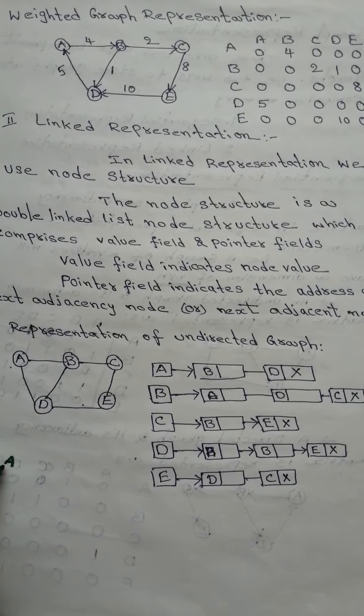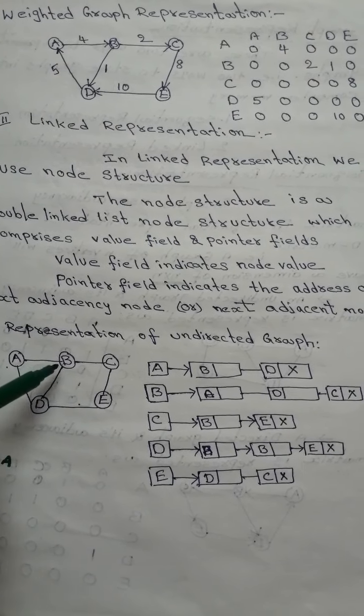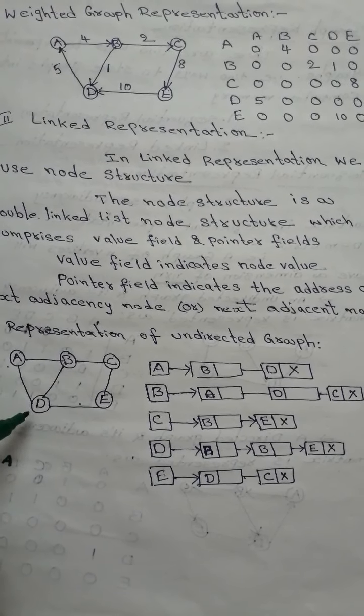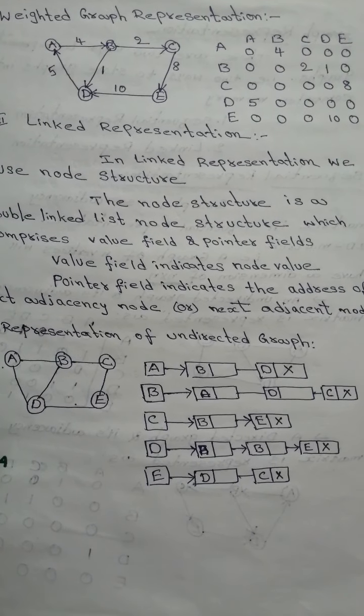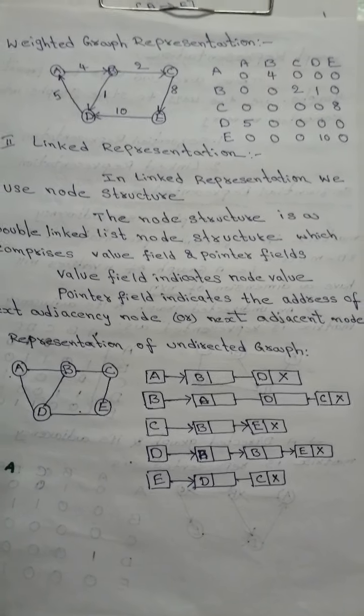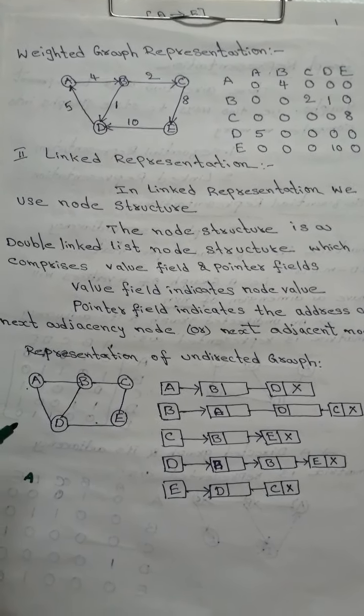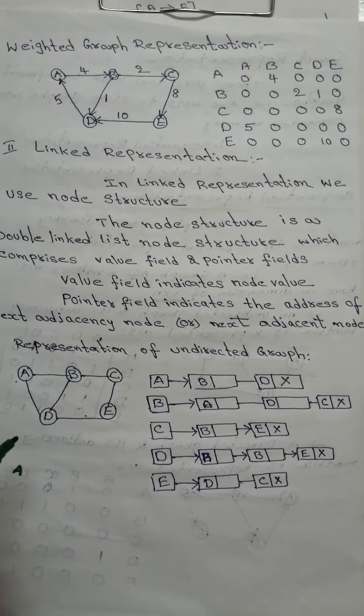So A is the node. From A, which nodes can I connect to? From A I can connect to B. From A I can connect to D. Like this, we need to maintain the address of its adjacency nodes, or we need to maintain the node, or we need to maintain its adjacency nodes. Okay, are you clear now?